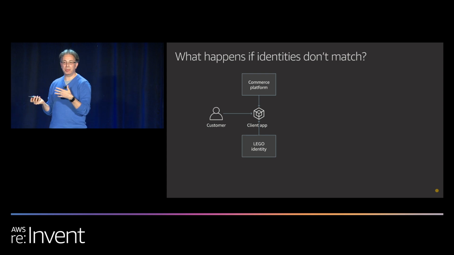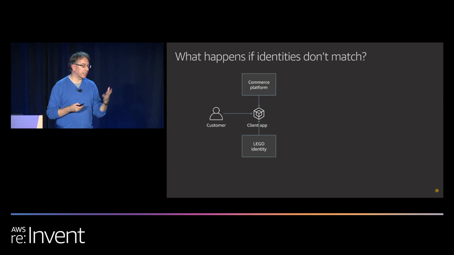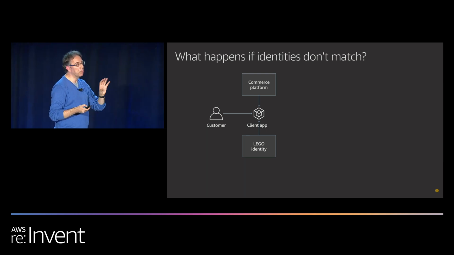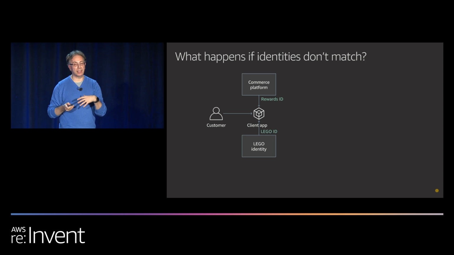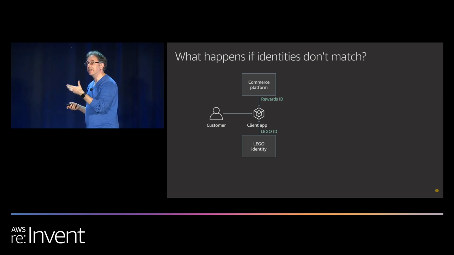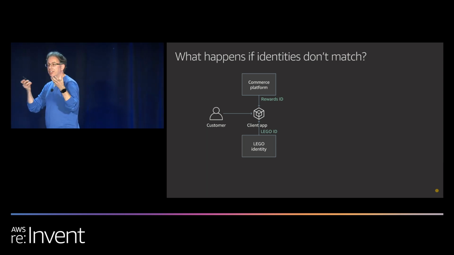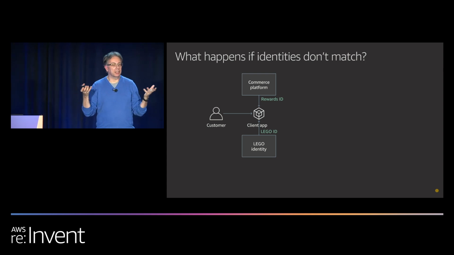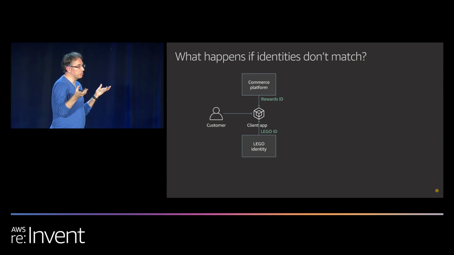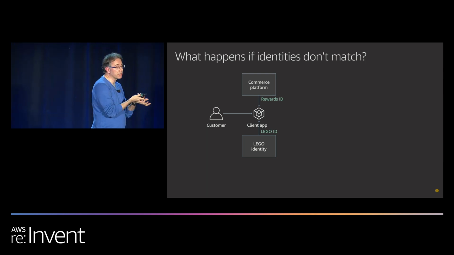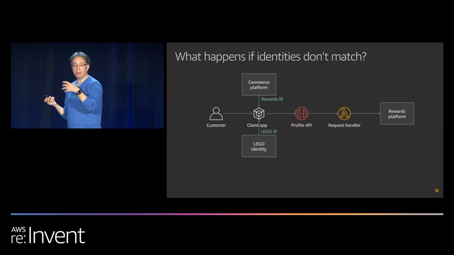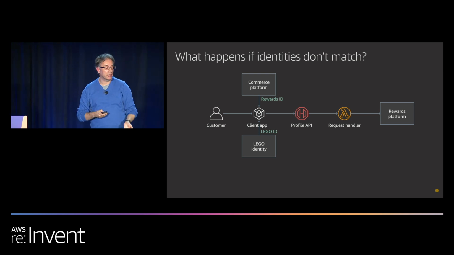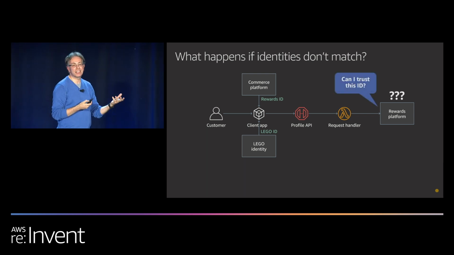So in this case, the customer goes to the client application that can be a web or mobile app. The client application is authenticating with both the Lego ID and the e-commerce platform, and it gets the Lego ID and the rewards ID. The problem is that these two credentials can both be valid, but they can be from two different users. So what happens is that they want to call a profile API and make requests to the rewards platform, but the rewards platform, can I trust this rewards ID?